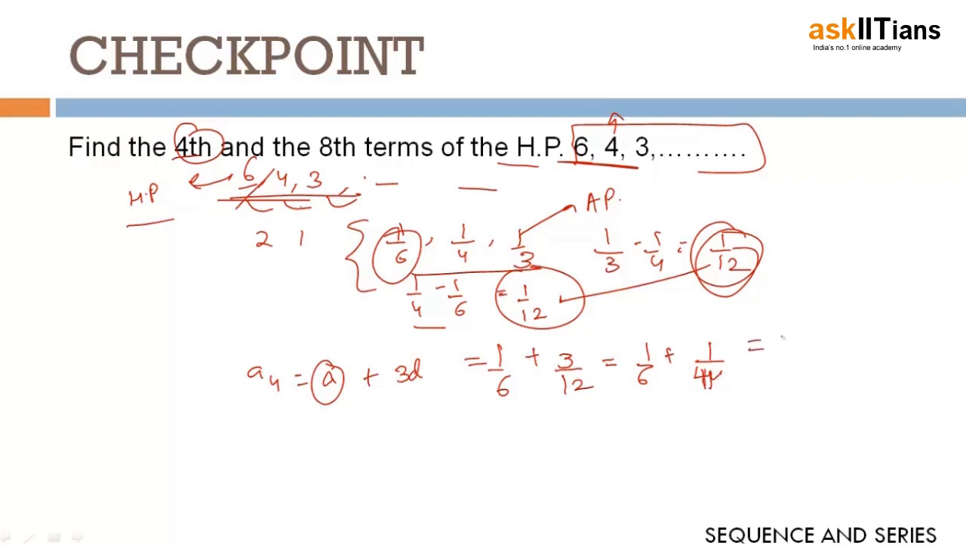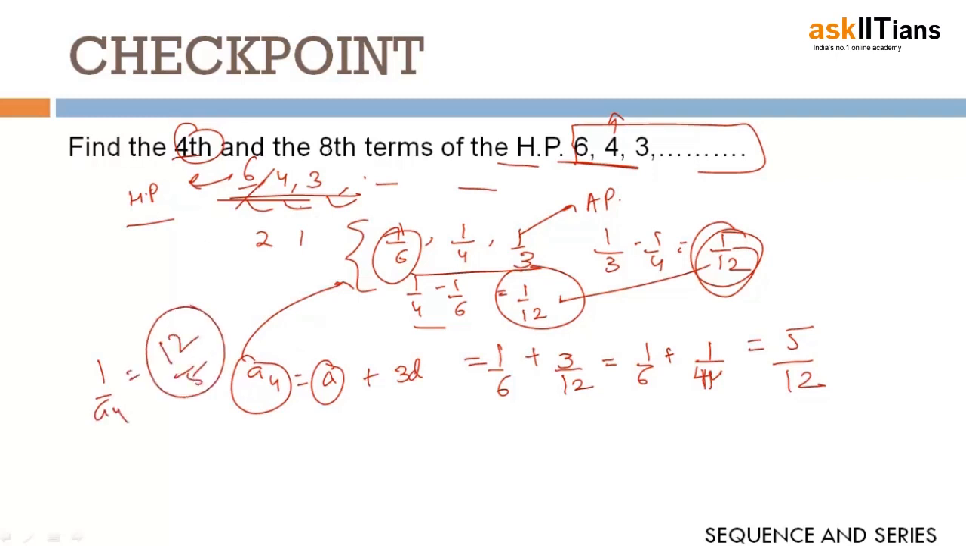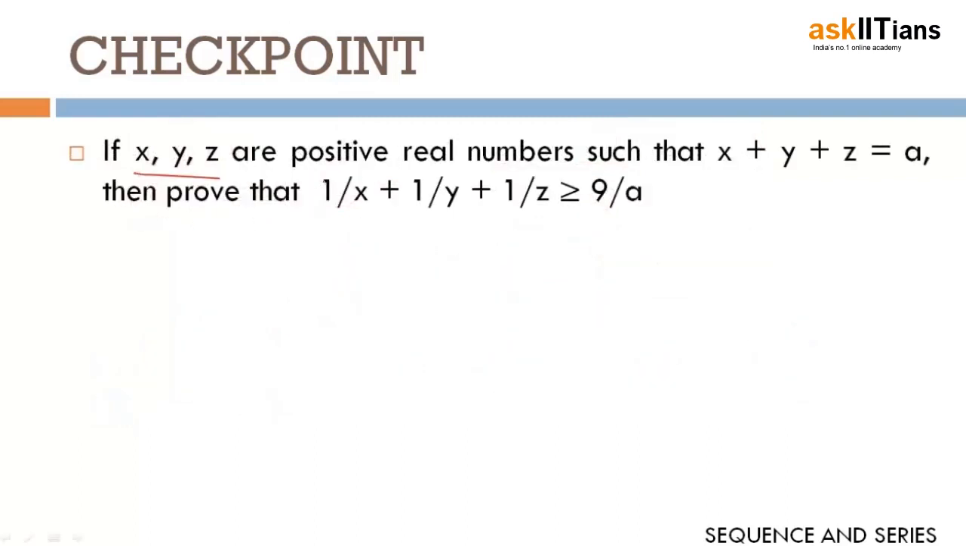So this will give you 4 plus 6, 10 by 24, which will be 5 by 12. This is a4 of the AP, not the HP. For the HP it will be 1 by a4, which will be equal to 12 by 5. Similarly you can find the 8th term, that I leave to you. Okay, so let us look at this example.